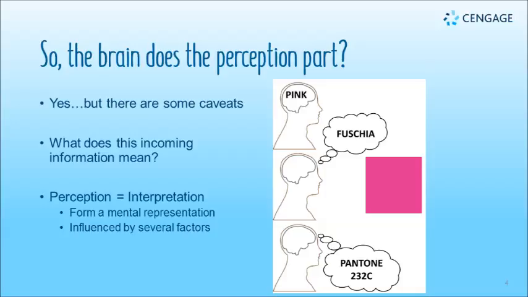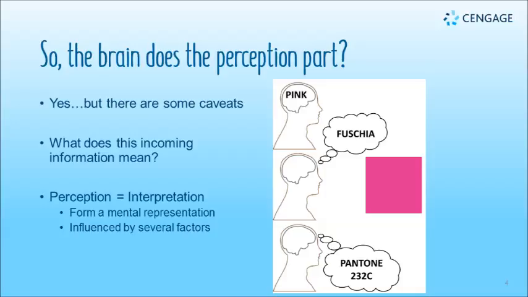So if we have three people here looking at this colored square, probably some people are going to look at it and think, no, this is pink. So that's the representation they form. Other people are going to look at it and think, hey, this is fuchsia. And then you're probably going to have somebody walking over from the other side of the building who looks at this and thinks, oh, this is Pantone 232C. But in all cases, you can see that they're looking at this object and they're forming some kind of mental interpretation. This is going to be influenced by several different factors.